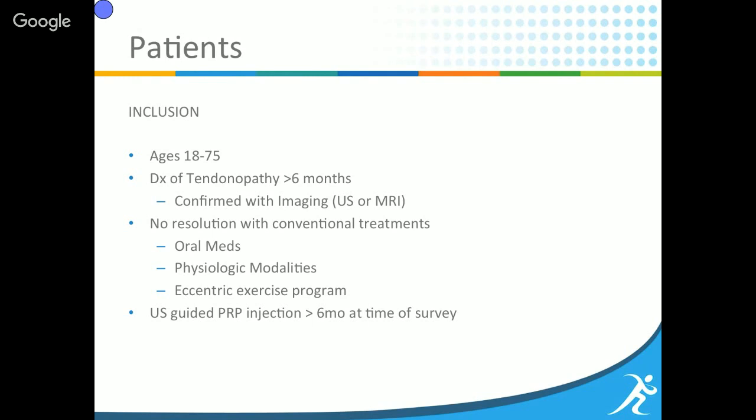It's anyone over the age of 18. They had to have a diagnosis of tendinopathy for at least 6 months, which was confirmed via imaging, whether it's ultrasound or MRI. They had to fail conventional treatments, whether it's oral medications, physical therapy and modalities, as well as the eccentric exercise program, which you talked about before. And then they had an ultrasound-guided PRP injection. The survey had to be a minimum of 6 months after the procedure was performed.